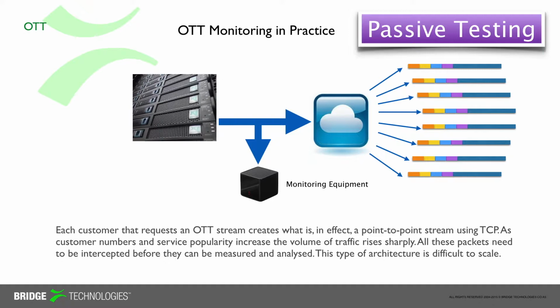We discussed in the previous session, session 7A, when we looked at the theory, that every single OTT stream that goes to a customer is point-to-point. So you can immediately see the problems with scaling this. The more customers I have, the more traffic I generate.